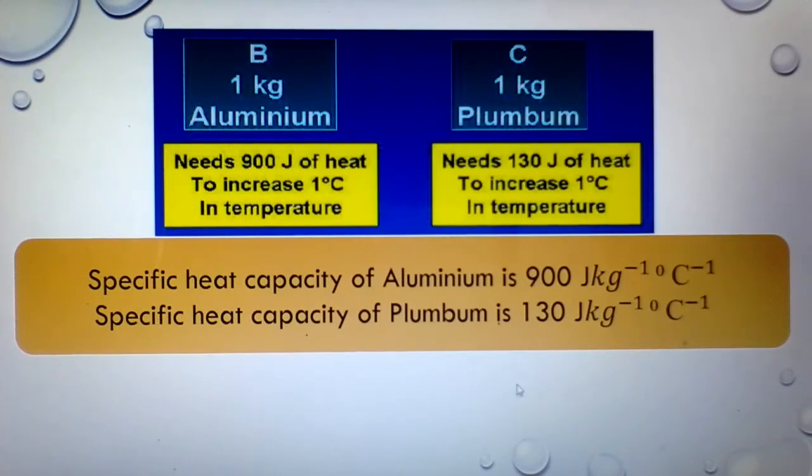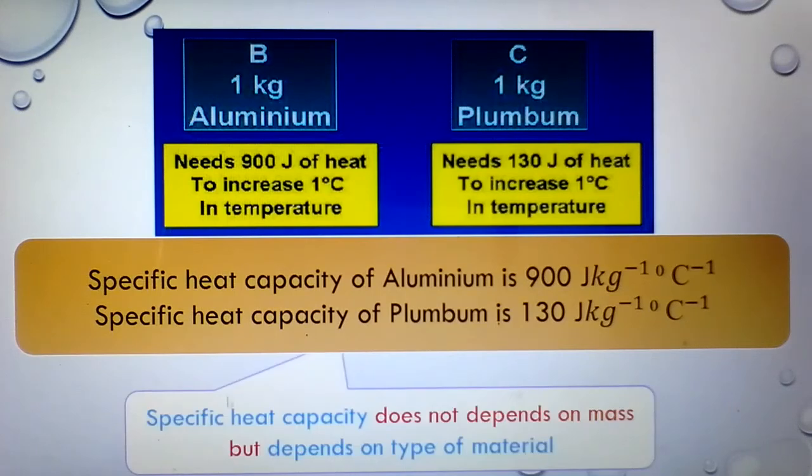So what are the factors that affect specific heat capacity? From here, we can say that specific heat capacity does not depend on mass, but depends only on type of material. So different types of material will have different specific heat capacity, and the value is constant.